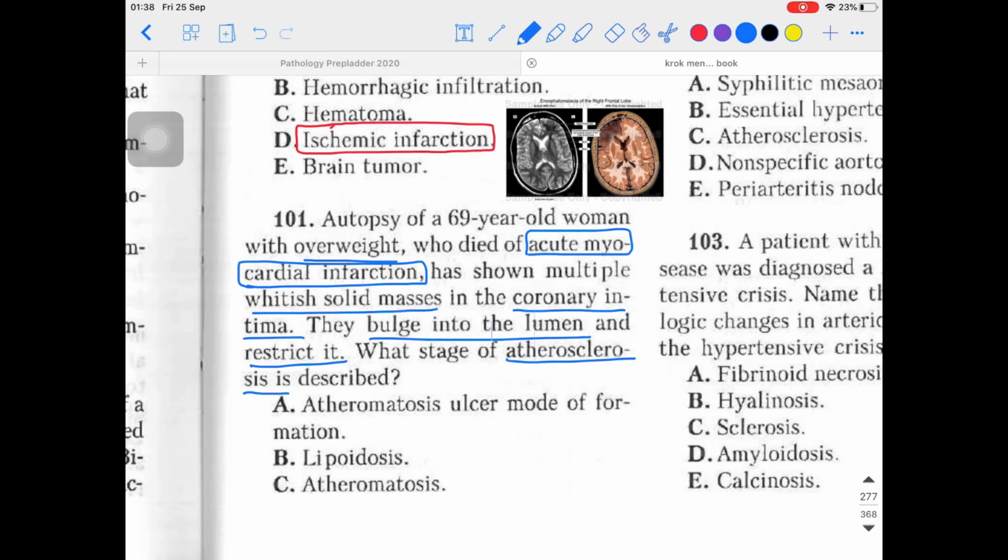Third one is the stage of liposclerosis. Fourth one is the stage of atheromatosis. Fifth one is the stage of ulceration, and the last one, the sixth one, is the stage of atherocalcinosis, okay.